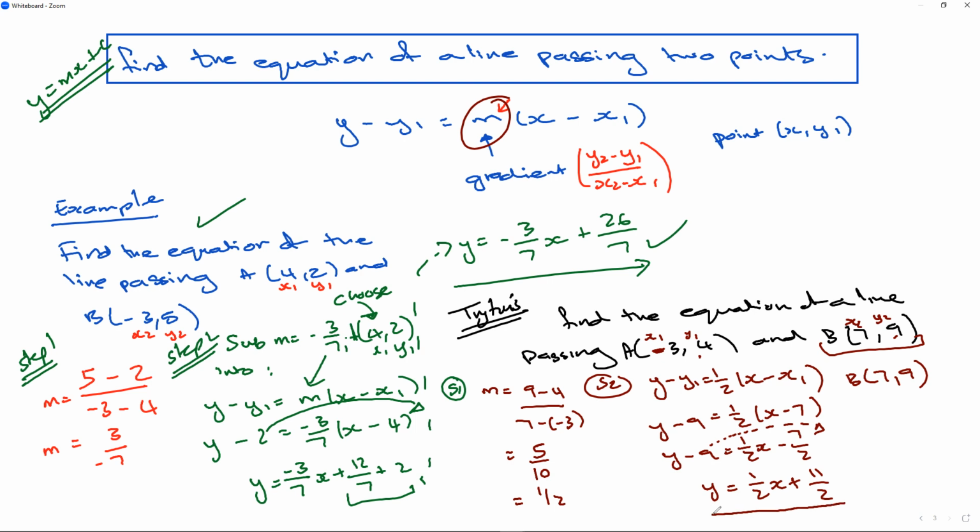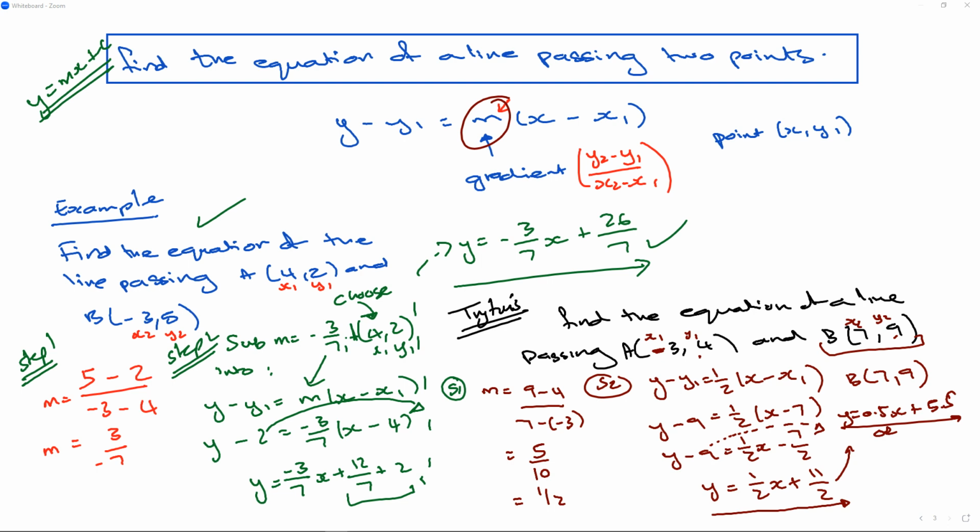And so we have y equals half x plus 11 over 2. Negative 7 over 2 plus 9 will come to 11 over 2, giving me half x plus 11 over 2. I can also write this in decimal form, y equals 0.5x plus 5.5. And that's also fine.